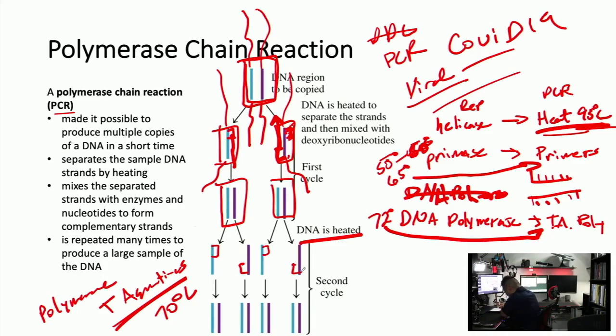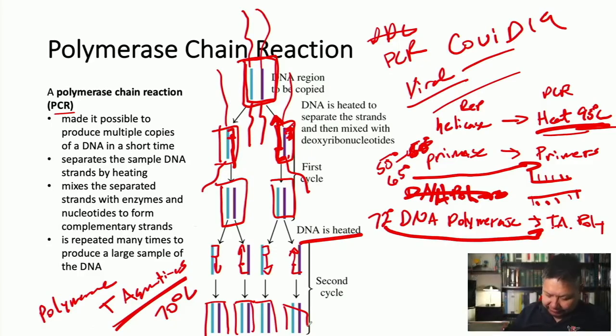And then the polymerase comes in and starts replicating, right? And we get 4 double strands now. And it keeps on happening, and keeps on happening. We do it for about 30 cycles, and that's how polymerase chain reaction works, right?